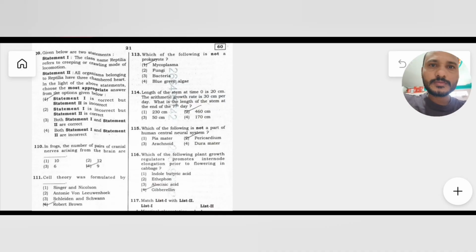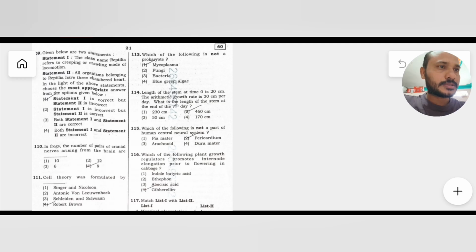So next one, 109. Read the two statement type of questions here. Statement 1: The class name Reptilia refers to creeping and crawling mode of locomotion. Statement 2: All organisms belonging to Reptilia have three-chambered heart. In the light of the above statements, choose the most appropriate answer from the options given below.